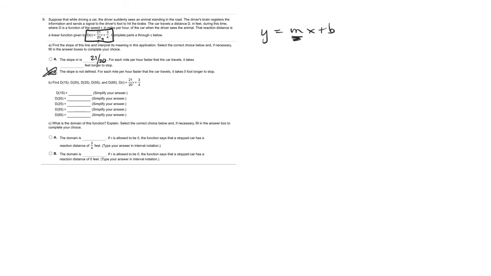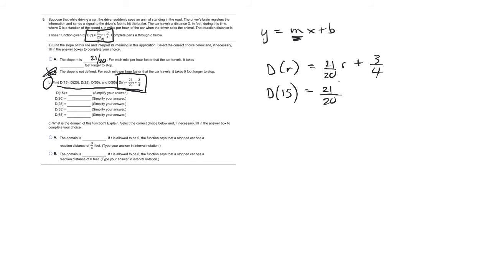So if that's the function, then in section B, they say find these values, given that that is your function. So if my function is d of r is equal to 21/20 times r plus 3/4, they say, what is d of 15? What they're asking then is to plug in a 15 everywhere you see an r, and then solve. Okay, so you could multiply and add this together. I'm just going to do it quick. 5 will go into there, 4 into there, 3. So it'll be 63 over 4 plus 3 over 4.